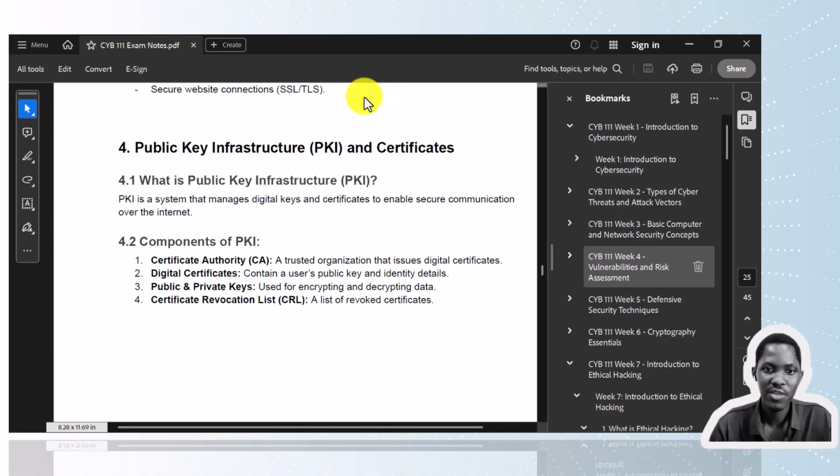Now, public and private keys. We've already talked about this. These are what are used for encrypting and decrypting data, respectively. So public key for encrypting, private key for decrypting. Then certificate revocation list, a list of revoked certificates. The digital certificates that the certificate authority, the trusted organization, is issuing can be revoked. So when a certificate has been revoked, it goes on the certificate revocation list of revoked certificates. So these are the components of public key infrastructure.